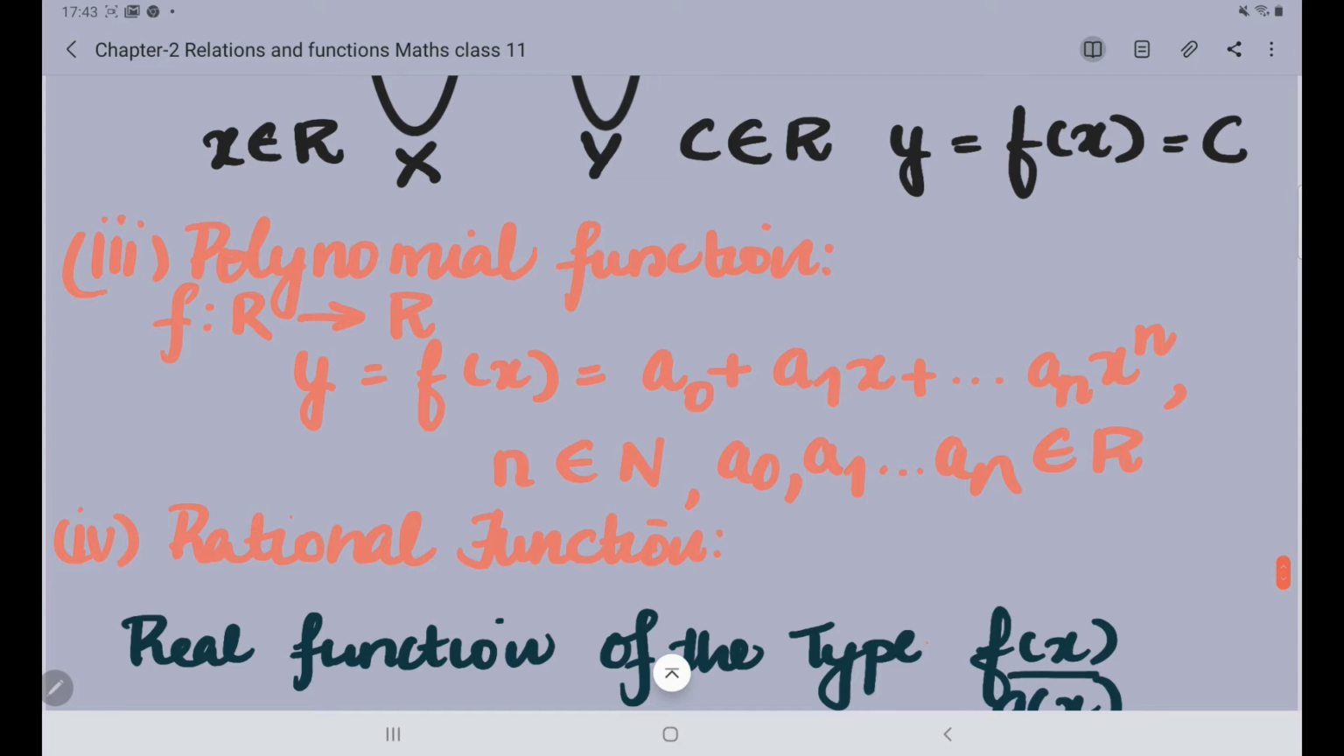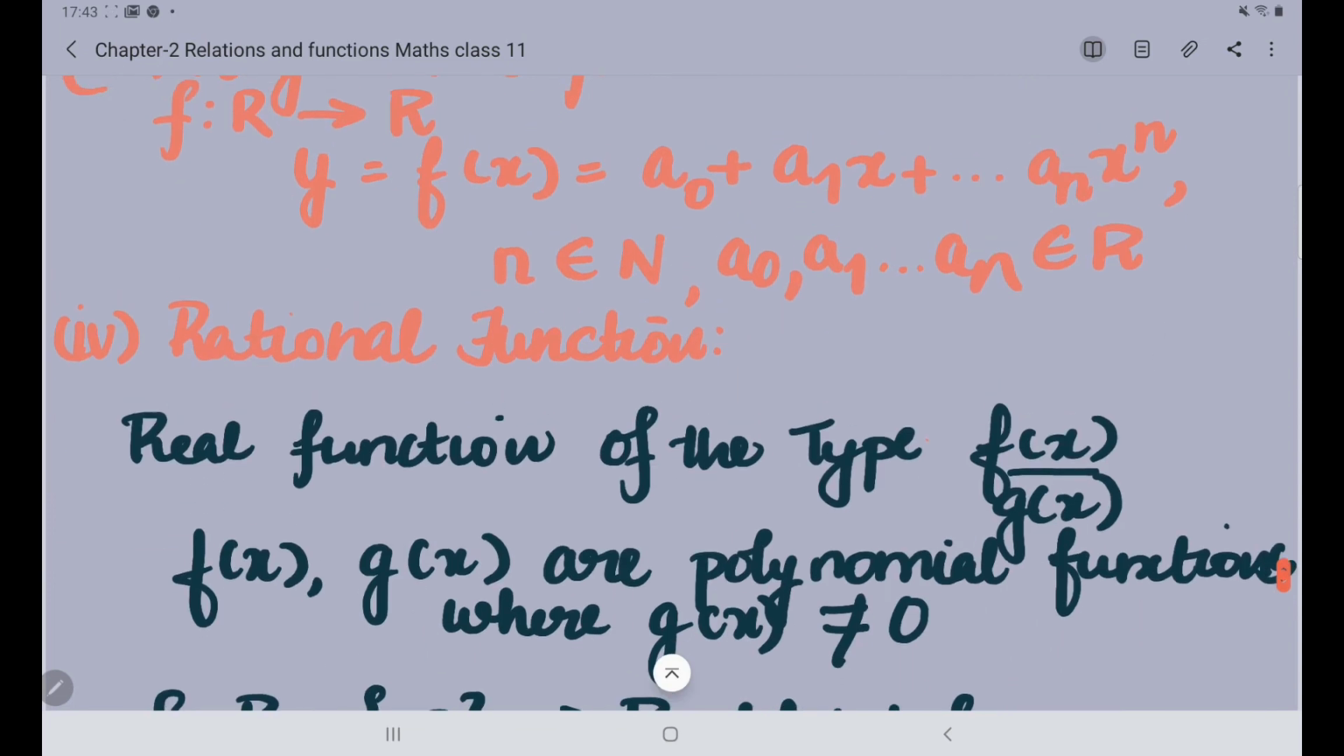A real valued function f is a function from R to R, defined by y is equal to f of x is equal to a0 plus a1x plus, and so on till an x raised to n, where the small letter n belongs to the natural number set. It can take the natural numbers from 1 to the highest possible natural number. Then a0, a1, till an are all again constants in these polynomial functions, which can take values in the real number set. So a0, a1 till an belong to R. So this is the polynomial function.